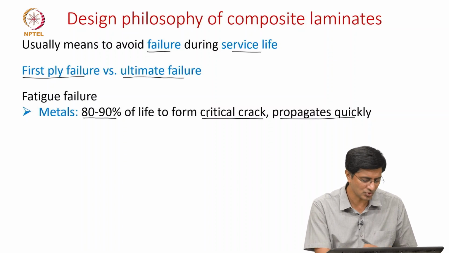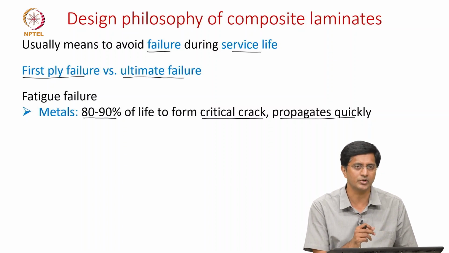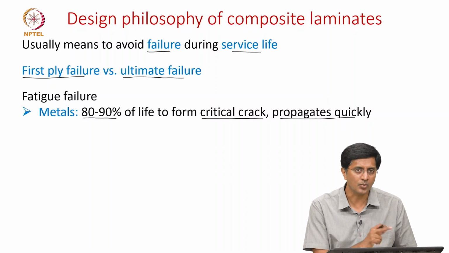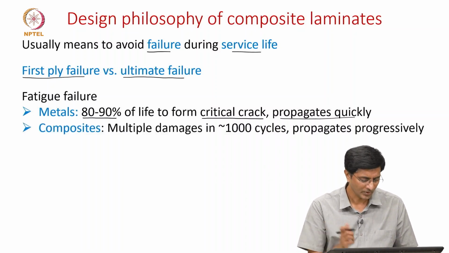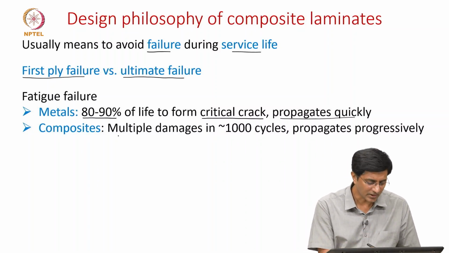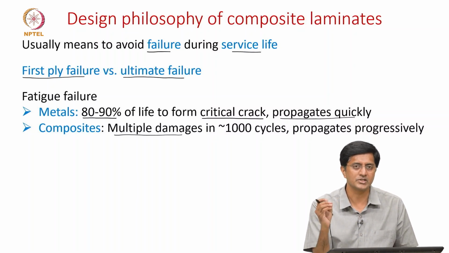And as you can see here, the fatigue life for crack propagation is usually between 10 to 20%. This is the case in metals, but in composites, the fatigue behavior is very different. Here, even in the first 1000 cycles, there are multiple damages one can see, like free edge delaminations or some fiber splittings. These happen.